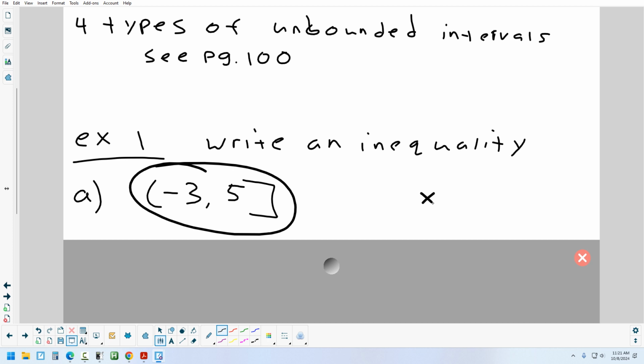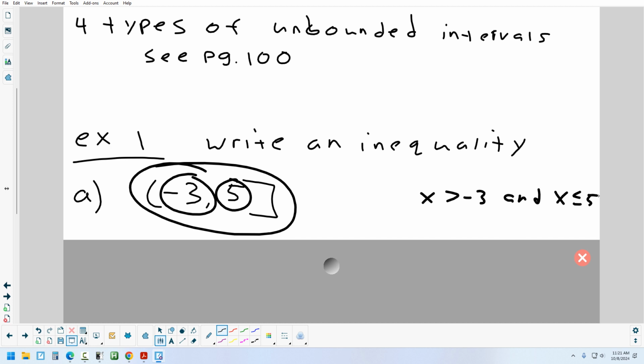Tell me what this part of the interval means. It's a greater than equation. Okay, let's just start with that. So we know x is greater than -3. And tell me what this part of the interval means. Less than or equal to 5. X is less than or equal to 5. That's perfectly fine. You've written your answer as an inequality.